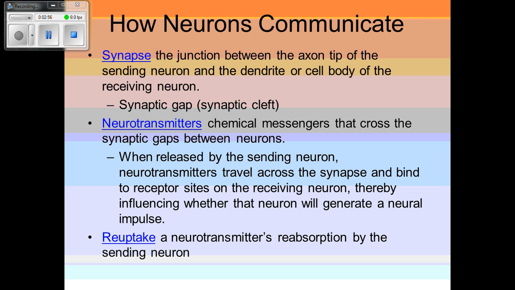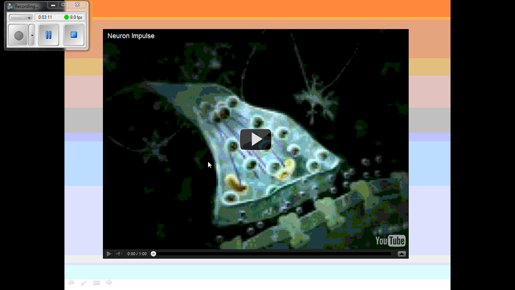And then also, once again, reuptake. This is kind of like the refractory period in a neuron. But reuptake is when a neurotransmitter is reabsorbed by the sending neuron, getting ready to fire again. So let's kind of see what this looks like in a little animation here.